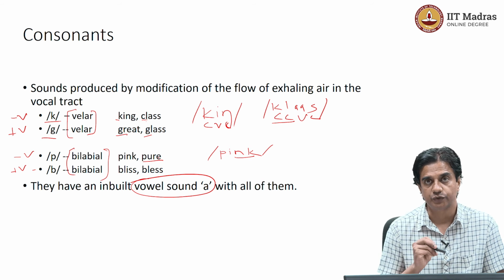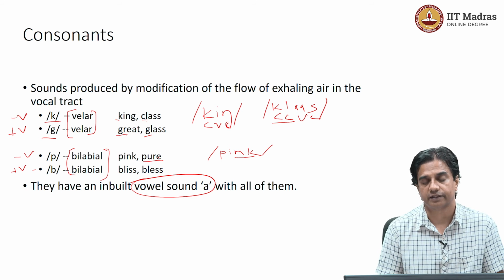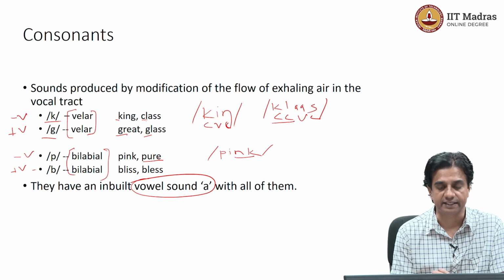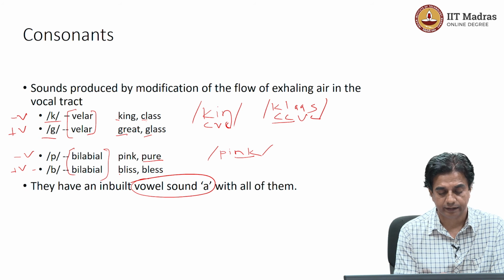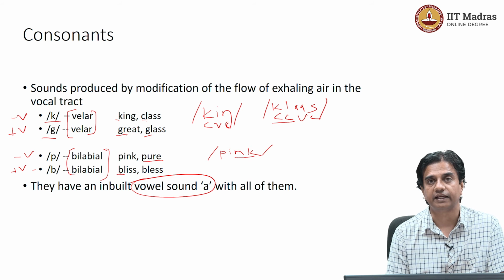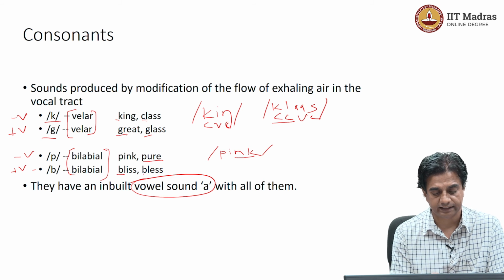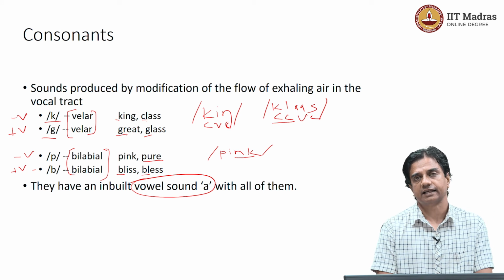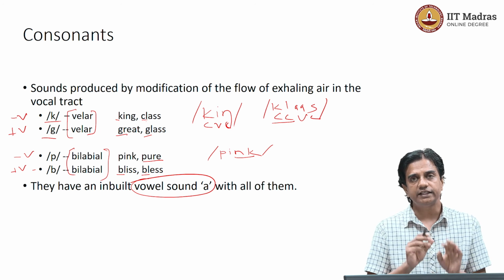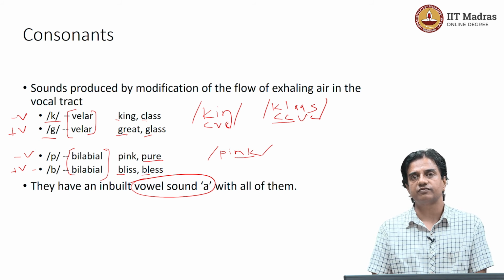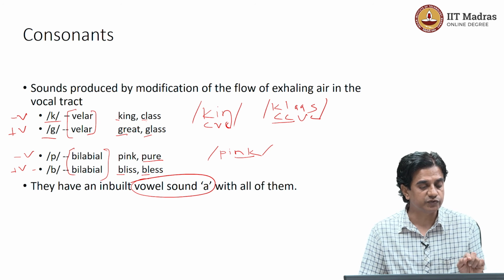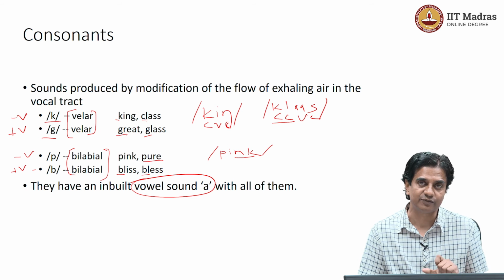The word like pure, there is no cluster here. But this uses a bilabial sound pa at the initial position. Bliss, ba and la are making a cluster. And bless, again, ba and la are making a cluster. So these are simple words that we use in our day-to-day English. You can see the use of velar and bilabial sounds in that.